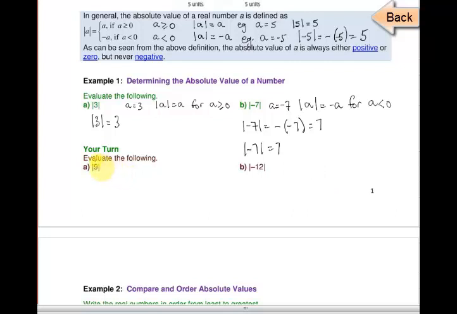Okay, so the absolute value of 9 then is equal to 9, and the absolute value of negative 12 then is equal to positive 12. Okay?